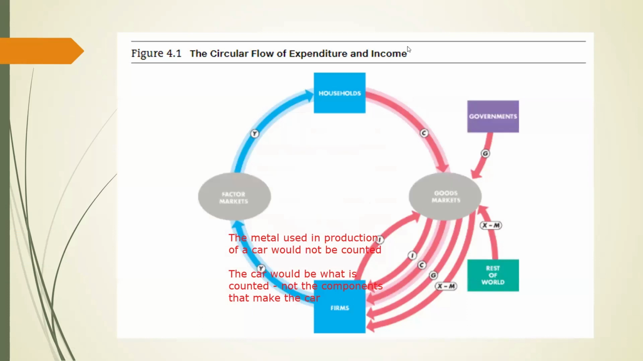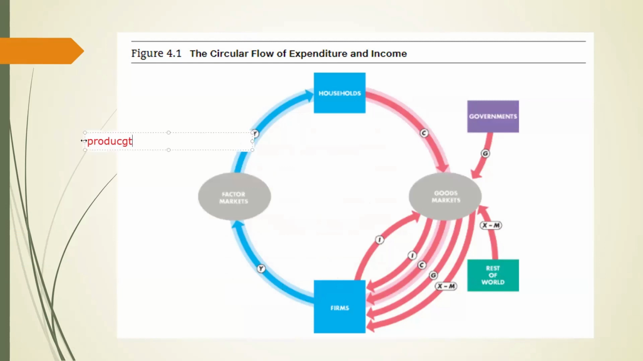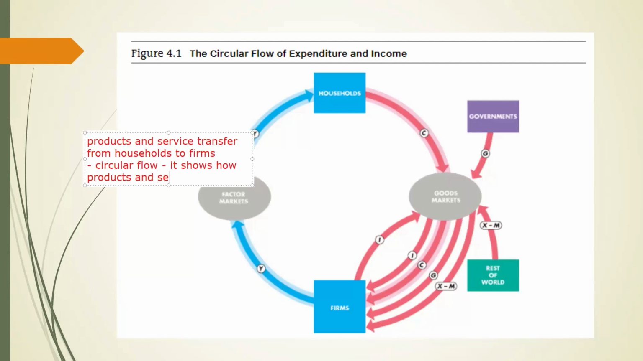They also measure GDP with the circular flow of expenditure and income. This is another term for the products and service transfer from households to firms. So that's circular flow. It shows how products and services are traded for money.